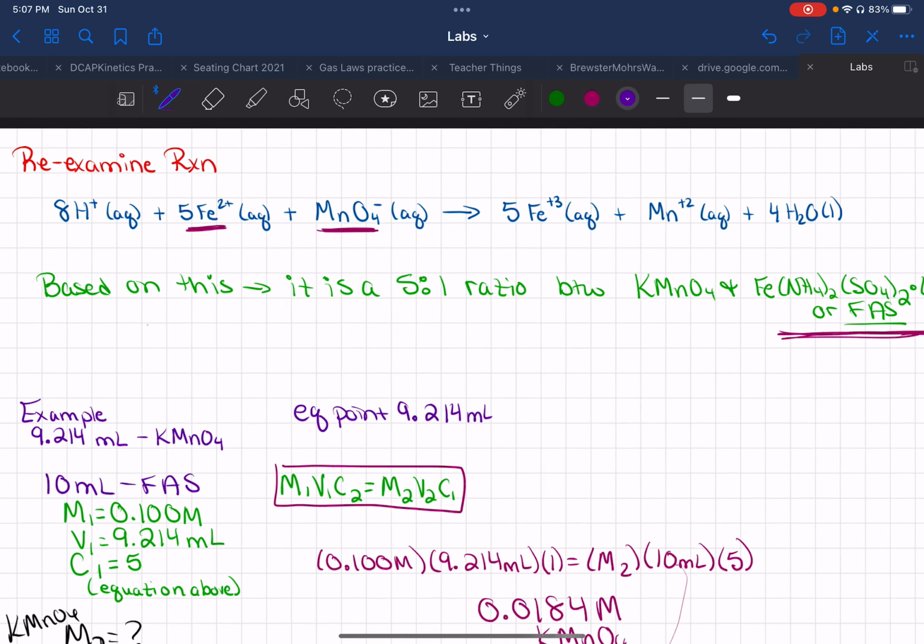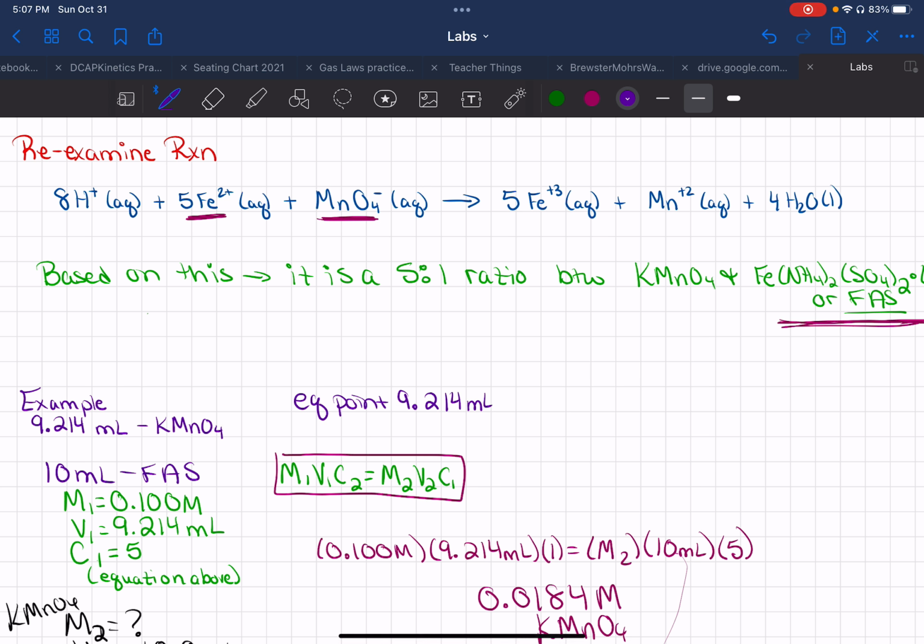So we're going to re-examine our reaction, and we see that I've shortened this down quite a bit. That's what the blue reaction represents. I focus only on the ones that are actually reacting and not the spectator ions. So we have our iron that's reacting with the permanganate ion, and they are reacting in a 5-to-1 ratio between the two.